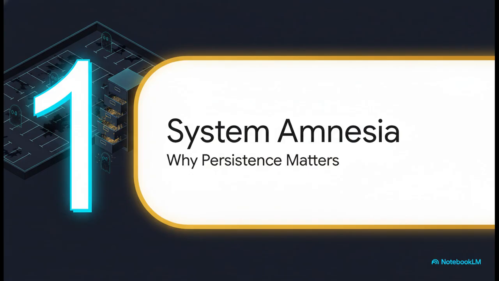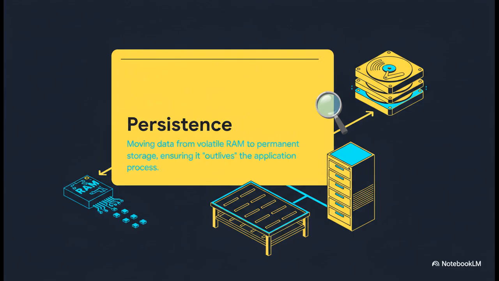Before we even think about writing code, we need to understand why data persistence isn't just a nice-to-have. It is absolutely 100% non-negotiable for any serious application. So what exactly is persistence? Well, at its core, it's just the process of taking data out of that speedy but temporary RAM and saving it to something permanent, like a hard drive or an SSD. It's the only way to make sure your data outlives the program that made it. You can think of it like this. Persistence is the system's long-term memory. It's as simple as that.